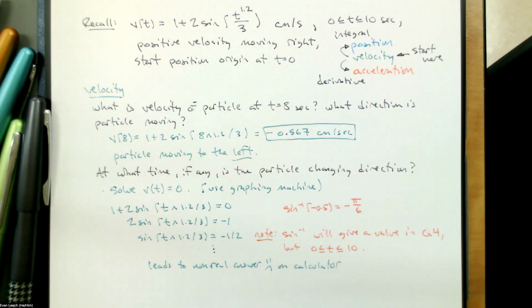So if we just start trying to follow our nose and use the calculator to do so without remembering that sine is not an invertible function, that sine inverse is restricted to quadrant 4 and quadrant 1, then we'll just say, forget it. I'm going to use a graphing calculating machine.